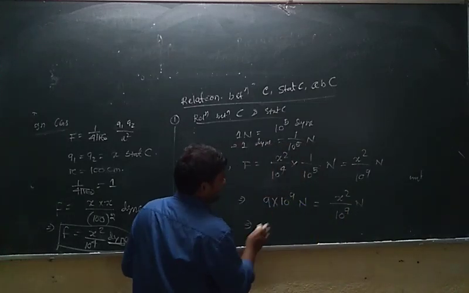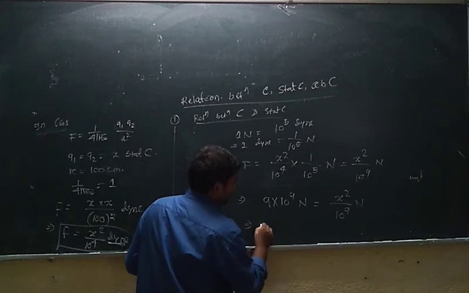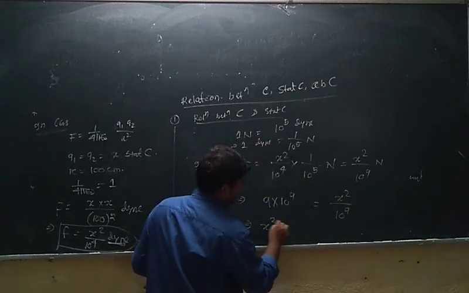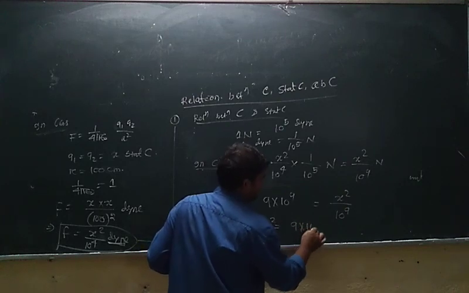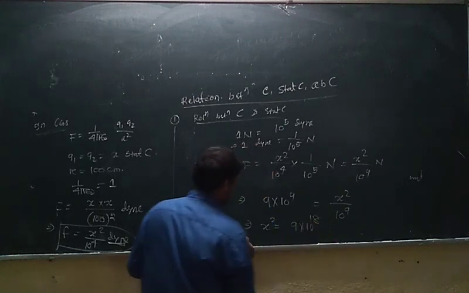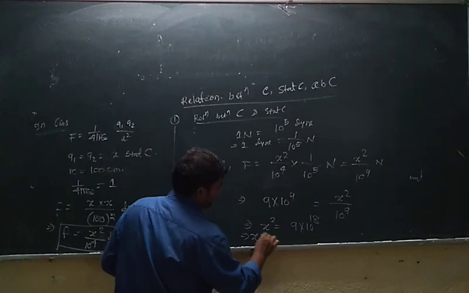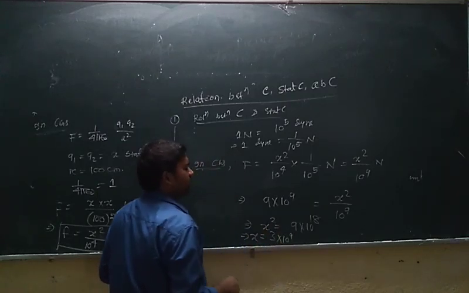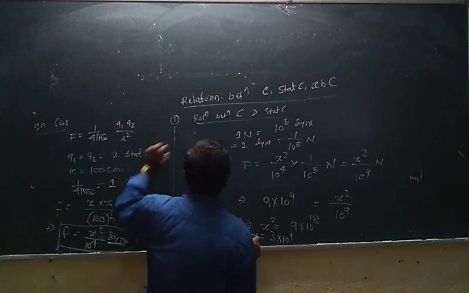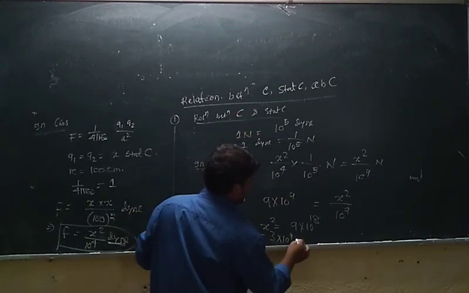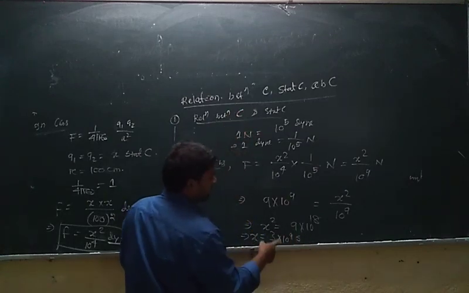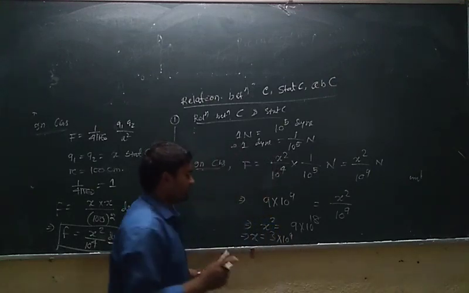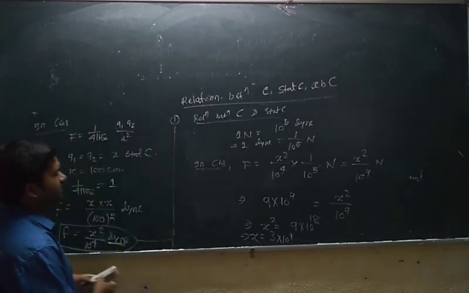Okay, so that will be x square equal to, cancel Newton on both sides, so x square equal to 9 into 10 to the power 18. So x equal to, take the square root, so that will be 3 into 10 to the power 9. Okay, so the x value will be 3 into 10 to the power 9.